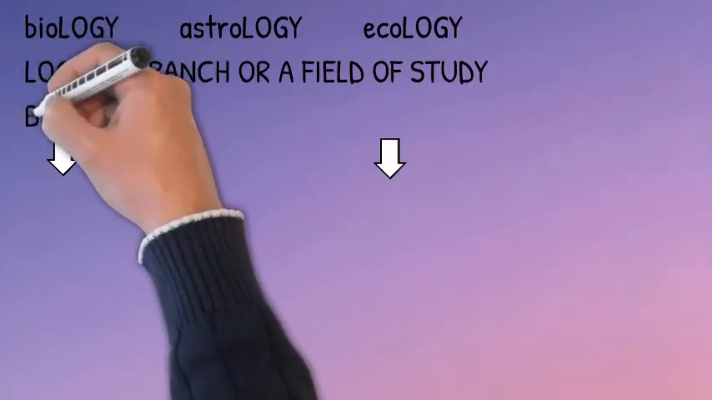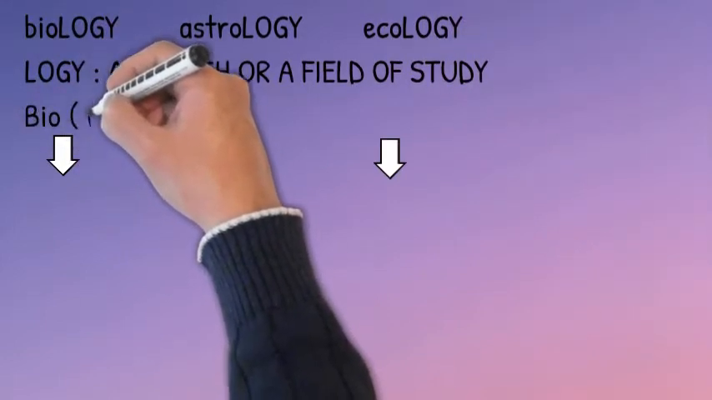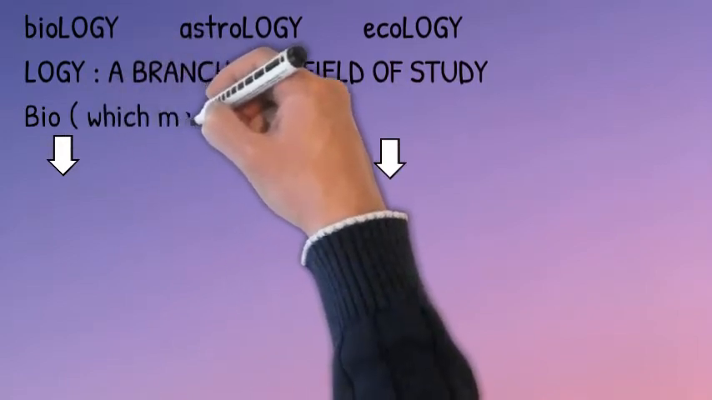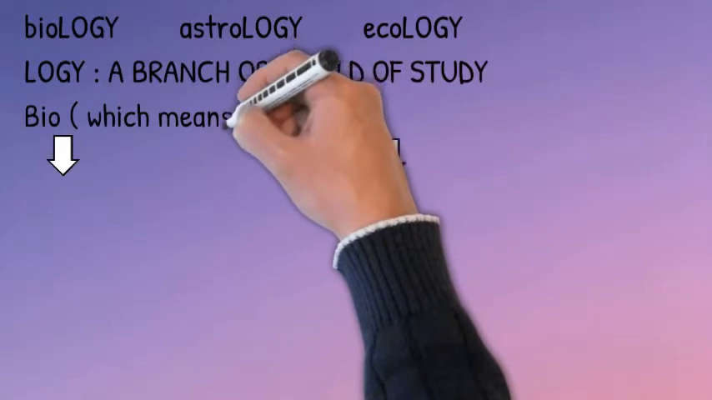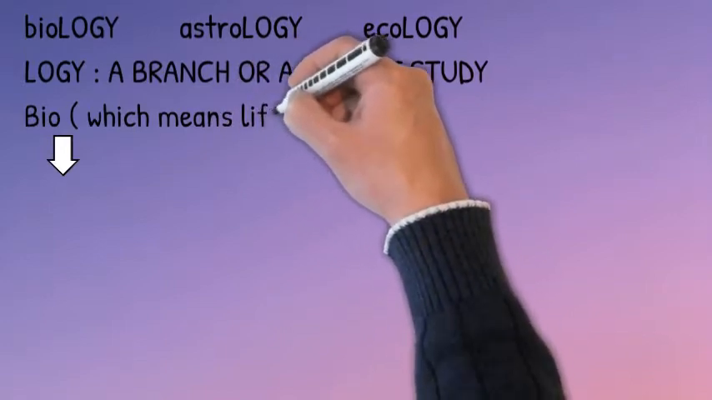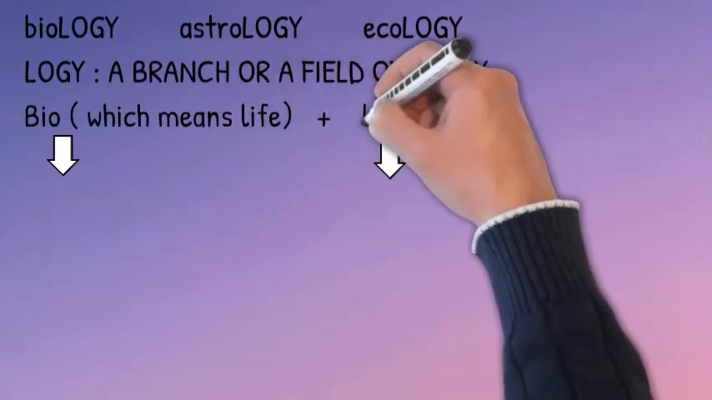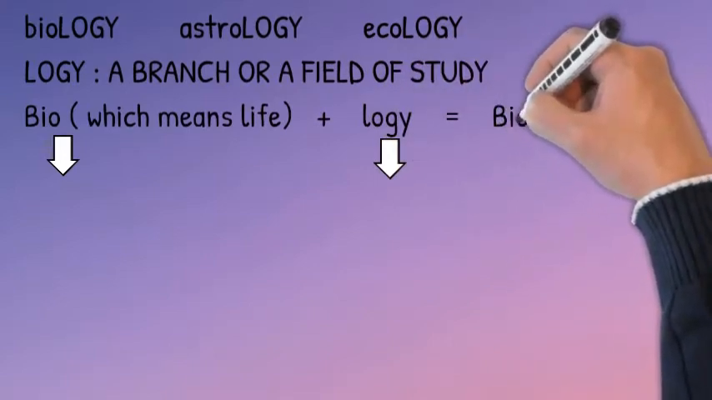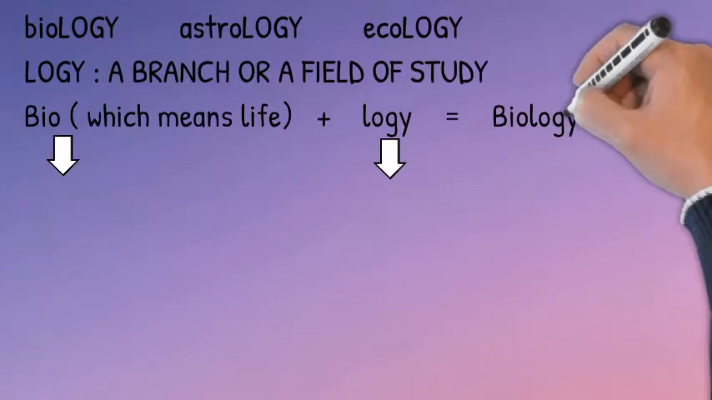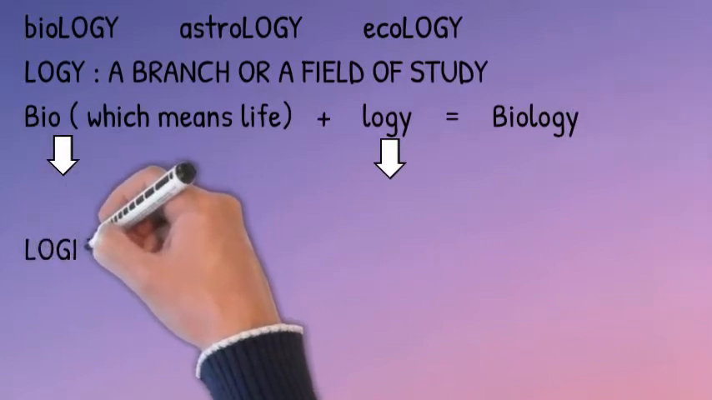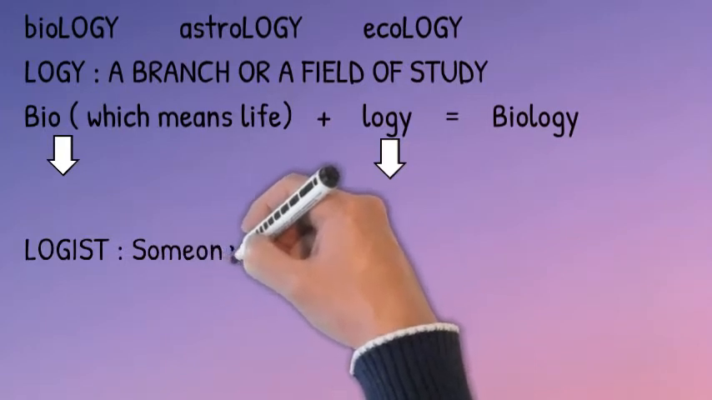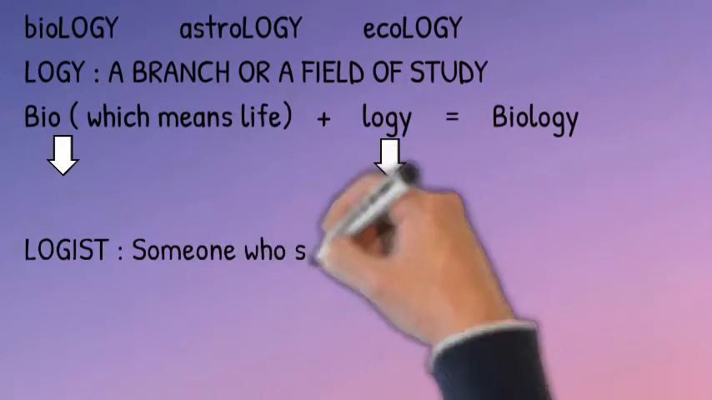This suffix logy is added to the base word to form a noun. Let's see this in an example. Bio, which is a base word and which means life, is added to the suffix logy, which gives us biology, the study of living creatures.